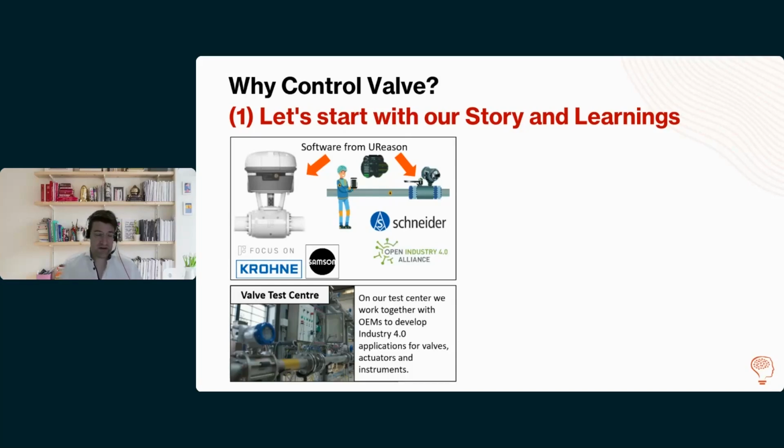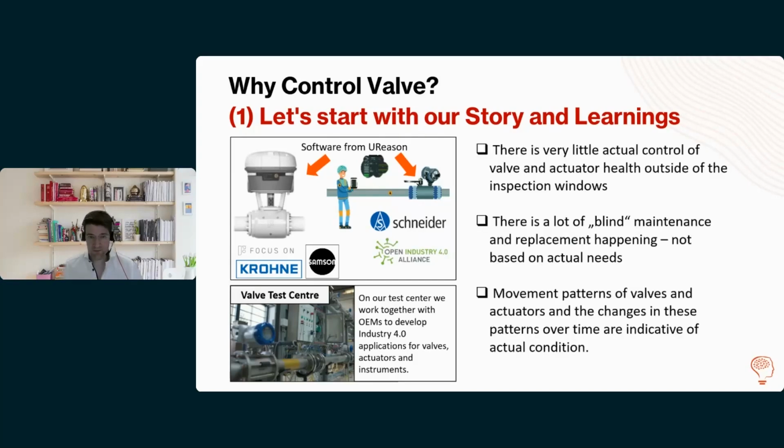So step by step, we started to do more and more projects around valves, control valves, and actuators. And we learned a couple of things. The first thing we learned is that there is very little actual control of valve and actuator health or condition outside of the inspection windows. Sure, you have half-year inspection windows, you have turnarounds maybe every 4 years, but in between, you are more or less blind. You don't know much about the condition of your actuator and your valve, and therefore you're also surprised if something goes wrong.